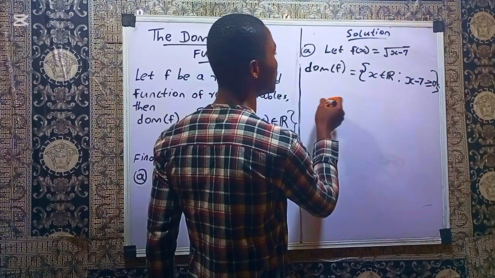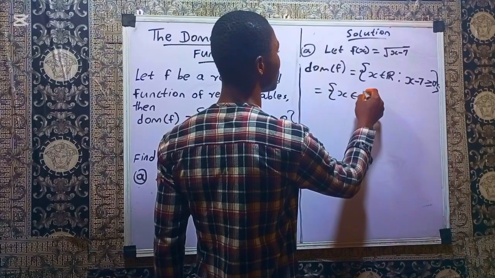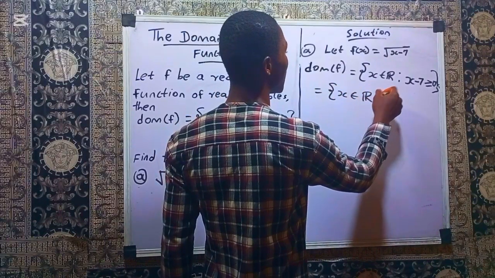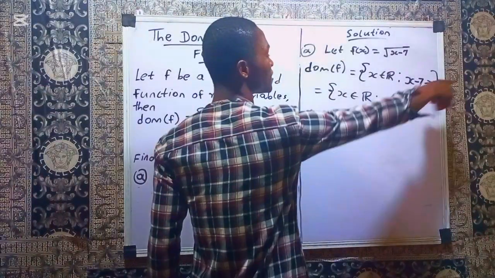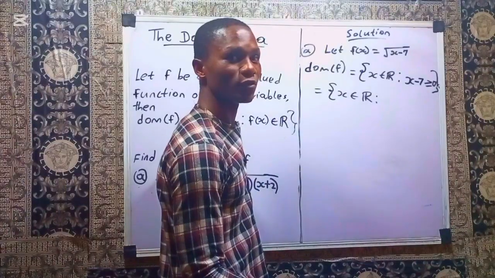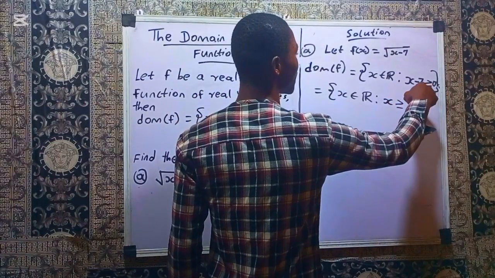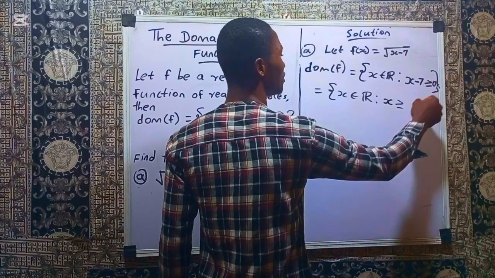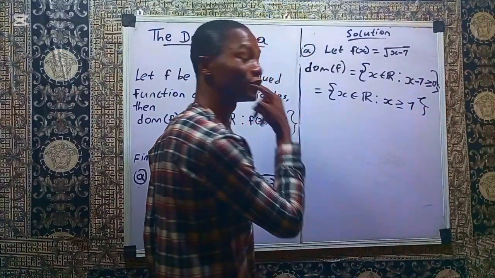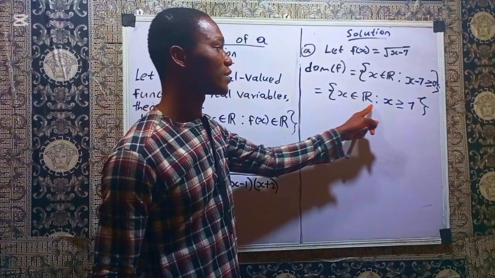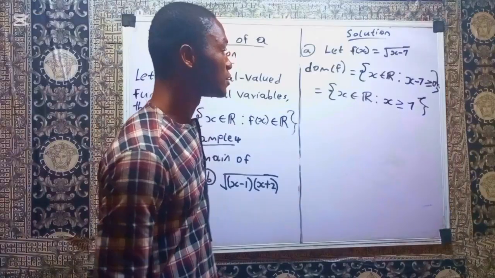Then, which means the domain will be the set of all x elements of real numbers, such that if you move negative 7 to the right of this inequality, you get what? You get that x will be greater than or equal to, if you move negative 7 to this side, it changes to positive, greater than or equal to 7. So that's the domain of the function, set of all real numbers, such that that real number is greater than or equal to what? 7.